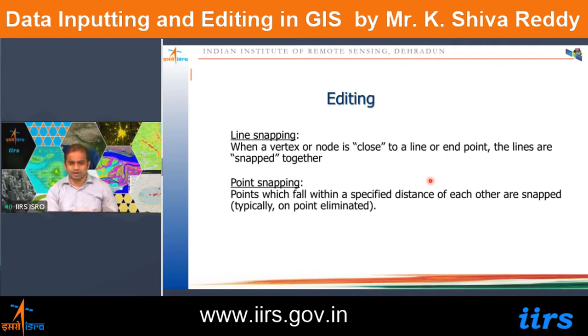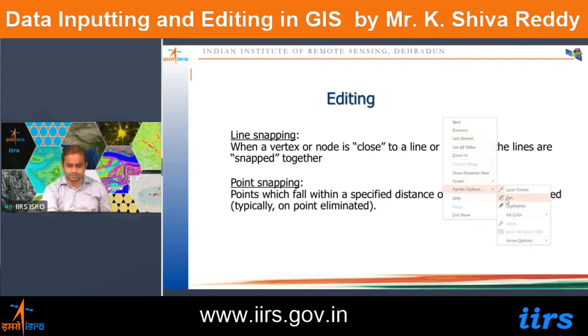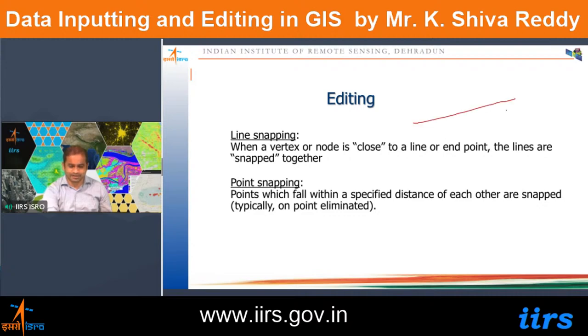So in line snapping, what will happen is, whenever you are digitizing, say I have a line here and I am digitizing a point here. Whenever you come close to this line, automatically it will be joined to this line within the range. Whenever you are within the threshold range, it will be snapped to the line. So there is no way that you can overshoot or undershoot if you are within that threshold, and that range you can define.